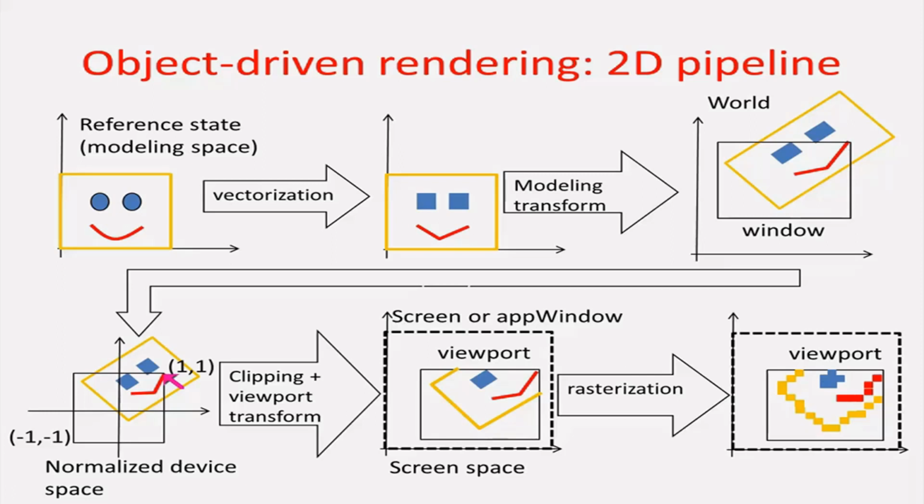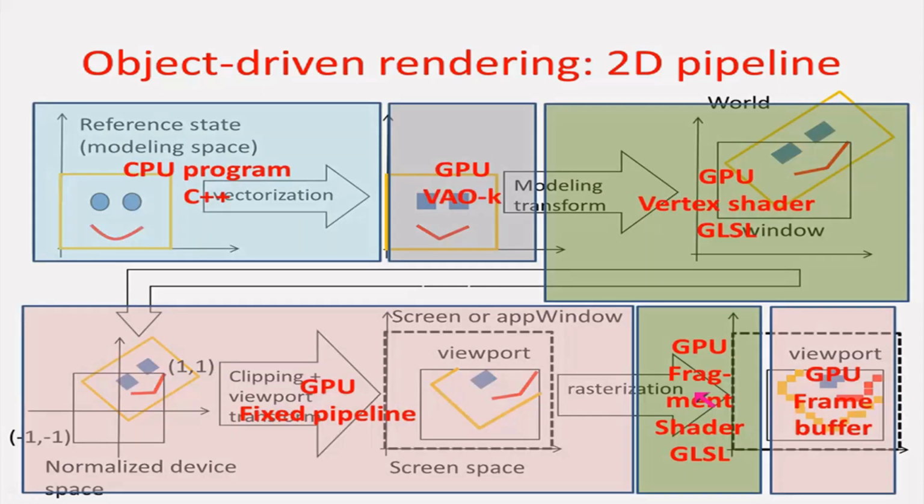Having transformed the primitives to the screen, where the unit is the pixel, they are rasterized. Algorithms find those pixels which can provide the illusion of a line segment or a filled polygon. Object-driven rendering is implemented with the help of the GPU. This figure shows which hardware is responsible for different stages of the rendering pipeline. The management of the virtual world and the vectorization of the objects are done by the CPU program written typically in C++.